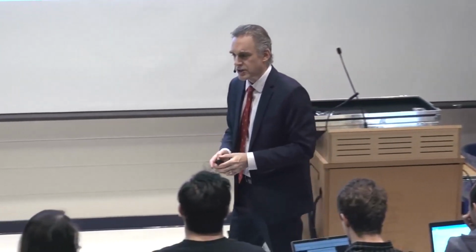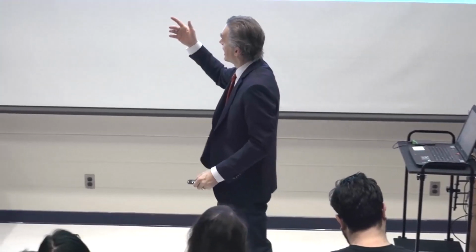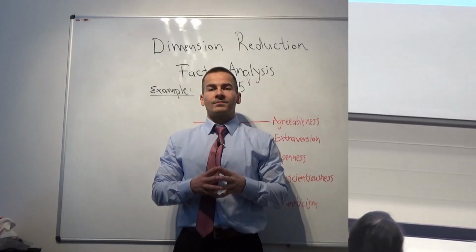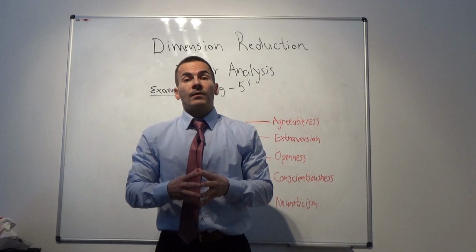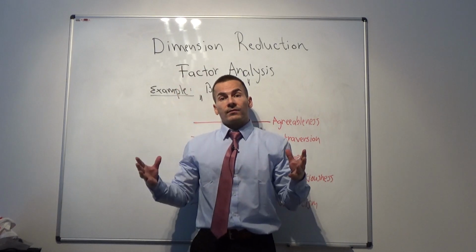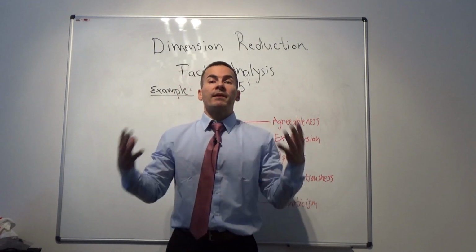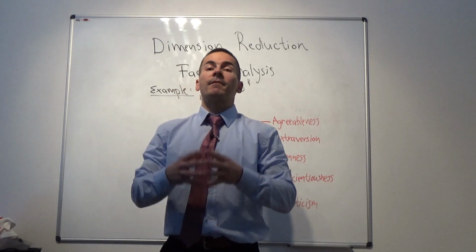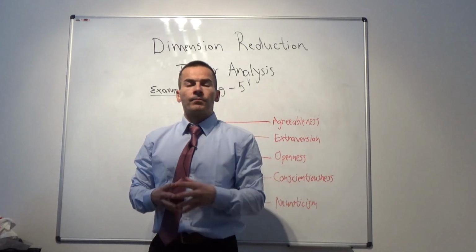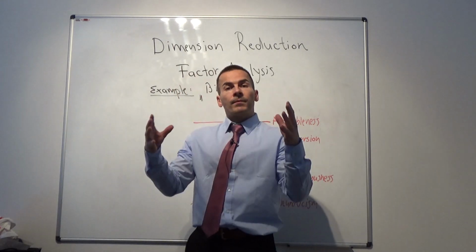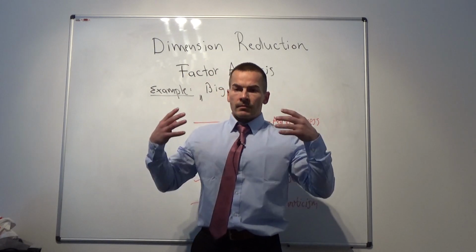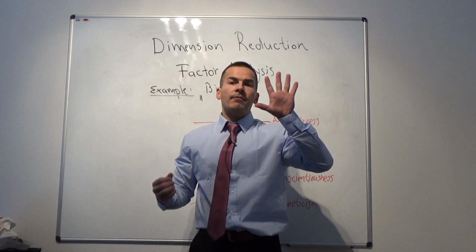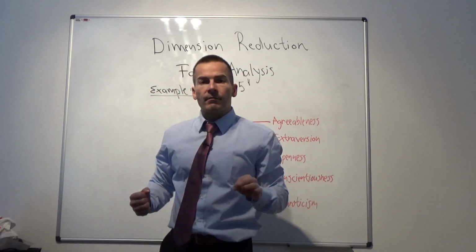And what are these dimensions exactly? Well, I think of them as sub-personalities. We learned from Dr. Jordan Peterson that one application of factor analysis is with respect to the Big Five model. The Big Five model explains variation in human personality on five dimensions. That's why it's called the Big Five model.